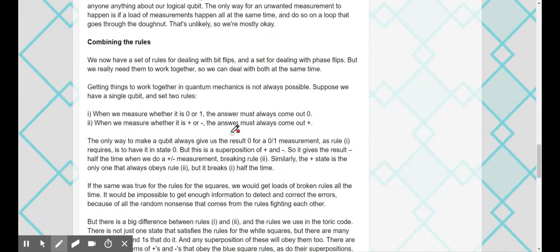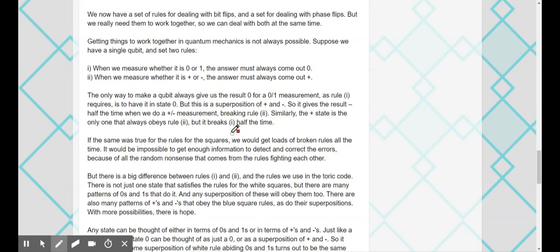Combining the rules, we now have a set of rules for dealing with bit flips and a set for dealing with phase flips. But we really need them to work together so we can deal with both at the same time. Getting things to work together in quantum mechanics is not always possible. So suppose we have a single qubit and these two rules. We measure either 0, 1 and plus, minus.